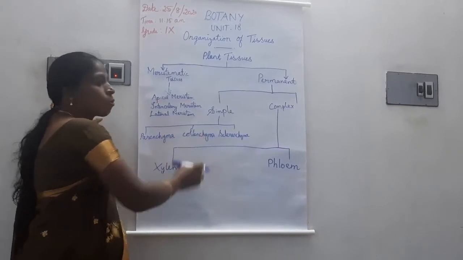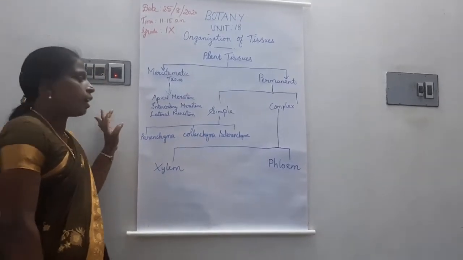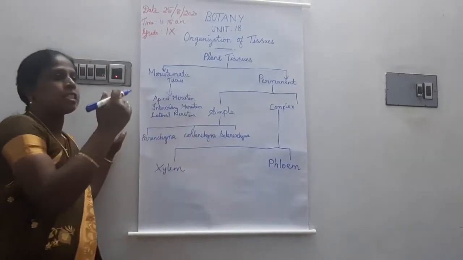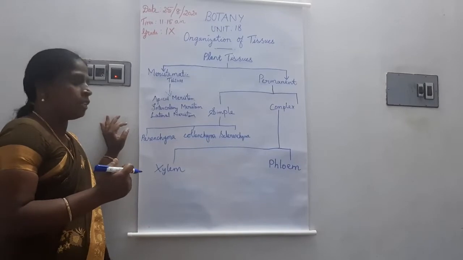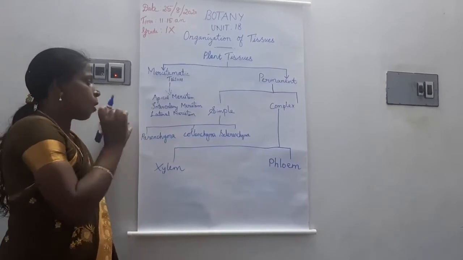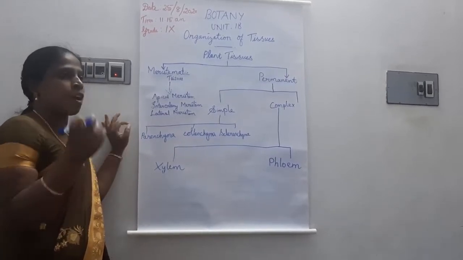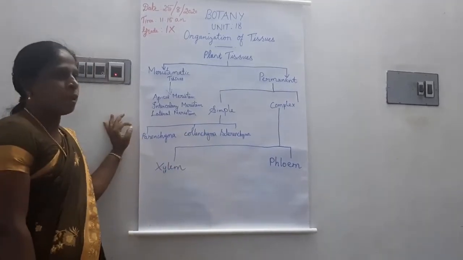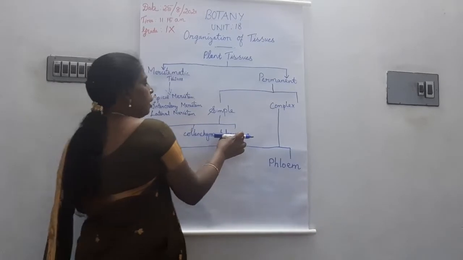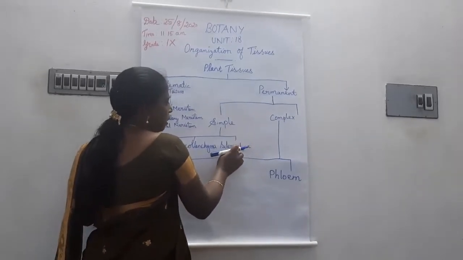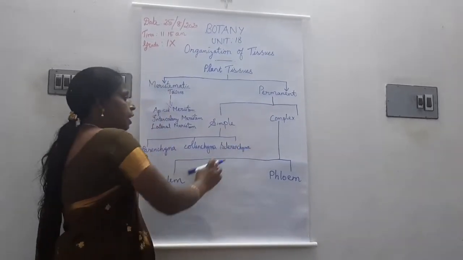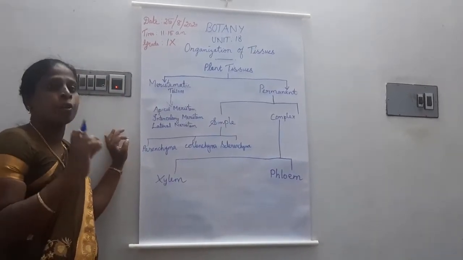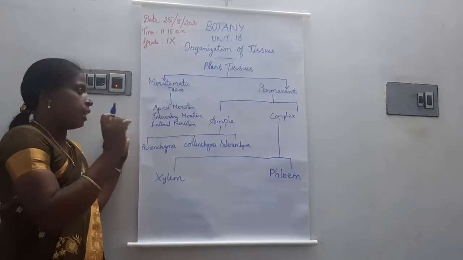The second one is collenchyma tissue. The collenchyma is also a living tissue. It is present just below the epidermal region. So it is present only in the stem portion. It is not present in the root portion. It gives mechanical support to the plant body. And the third one is sclerenchyma. The sclerenchyma is dead tissue because it does not have any protoplasm in the cells.